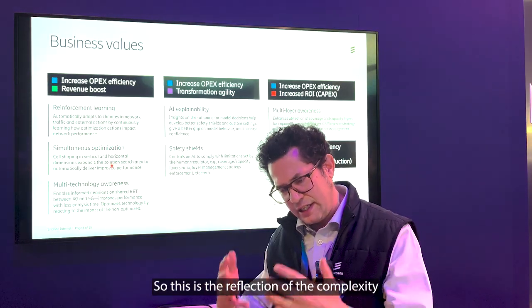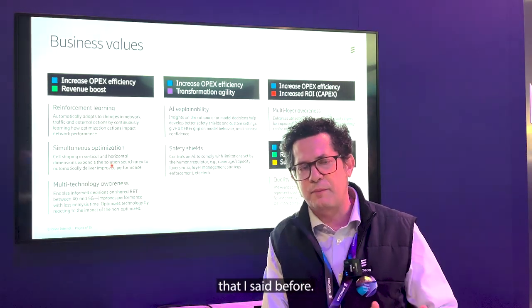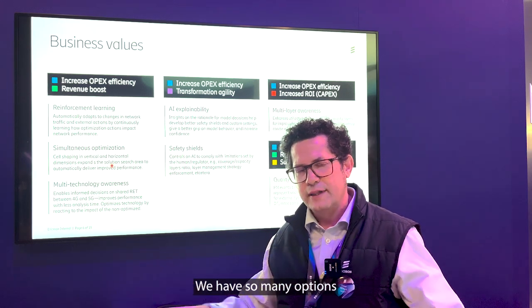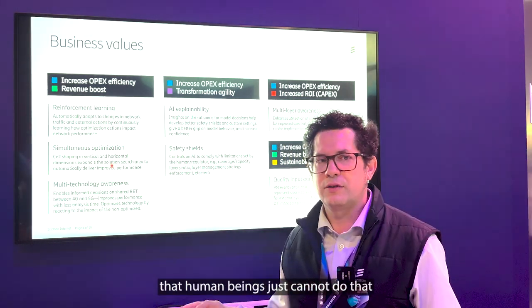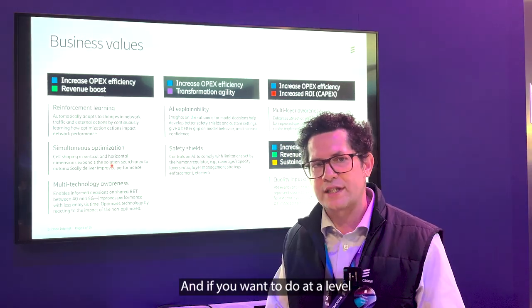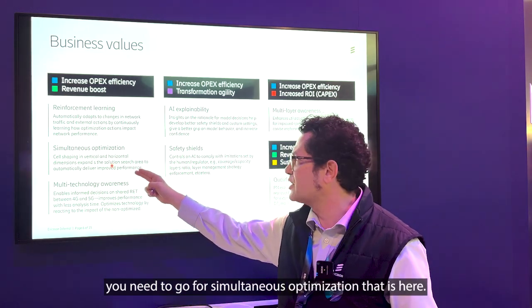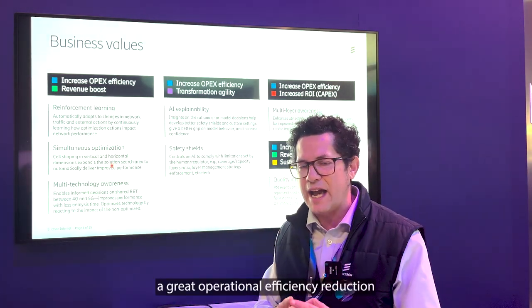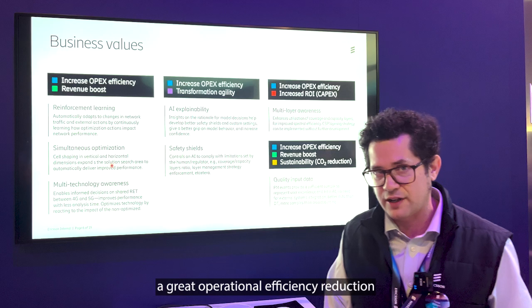So this is the reflection of the complexity that I said before. We have so many options that human beings just cannot do that. You need AI. And if you want to do it at cell level, you need to go for simultaneous optimization that is here. So again, a great operational efficiency reduction.